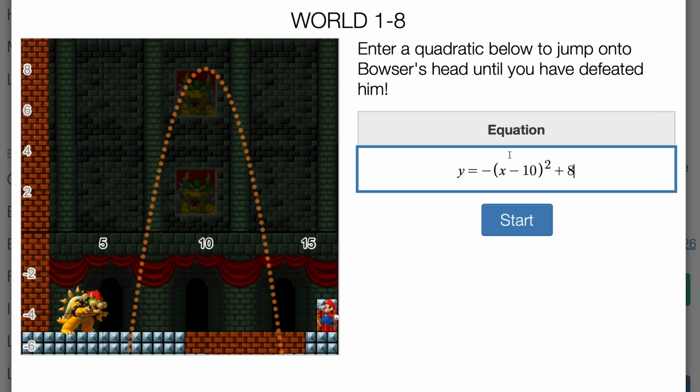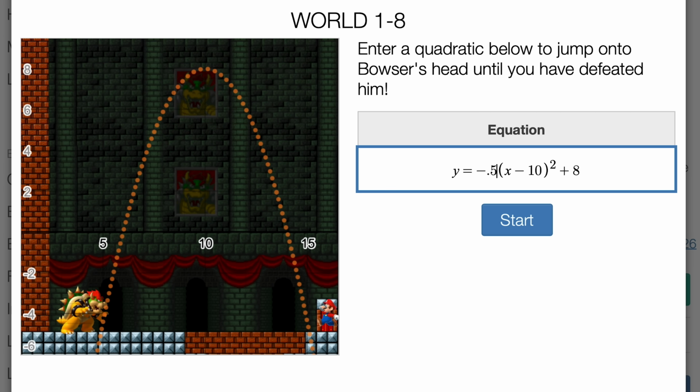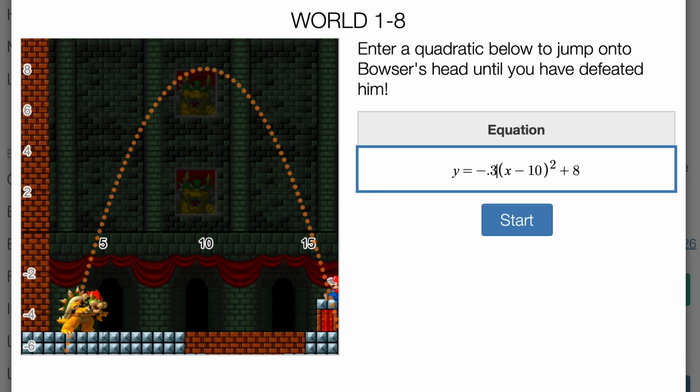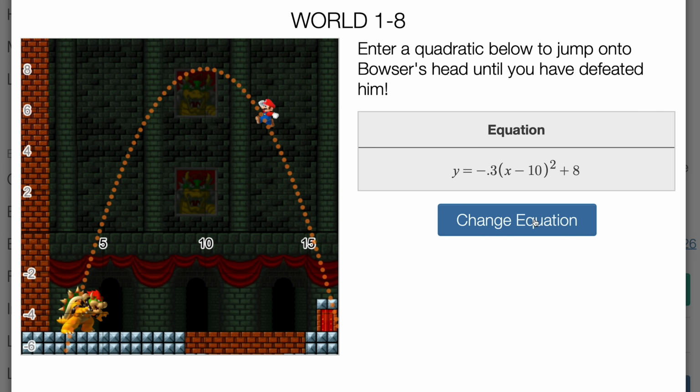And then I need this to be fat enough that I actually land on Bowser. So let me try making this fatter by using a coefficient of 0.5. Not really enough. How about 0.3? Yeah. Let's see what happens. Pew! Oh my gosh. Now, I knew math was fun, but I didn't know it was... Wait, did I win? Is he going to stop spinning? Change equation. Oh, okay. Now it's time to go again.